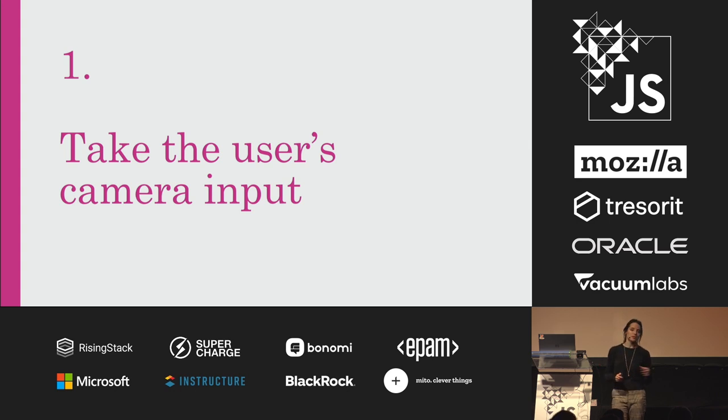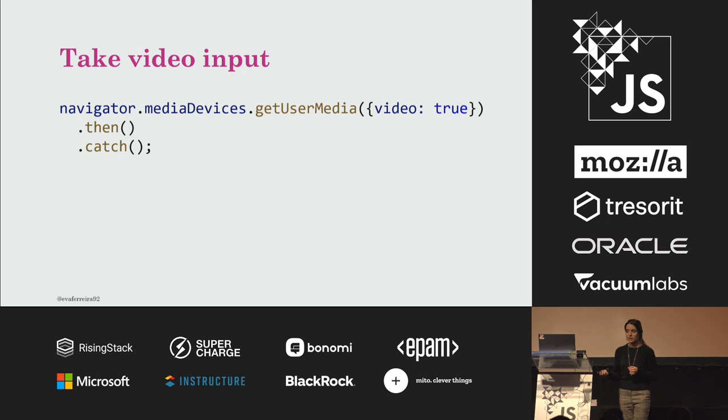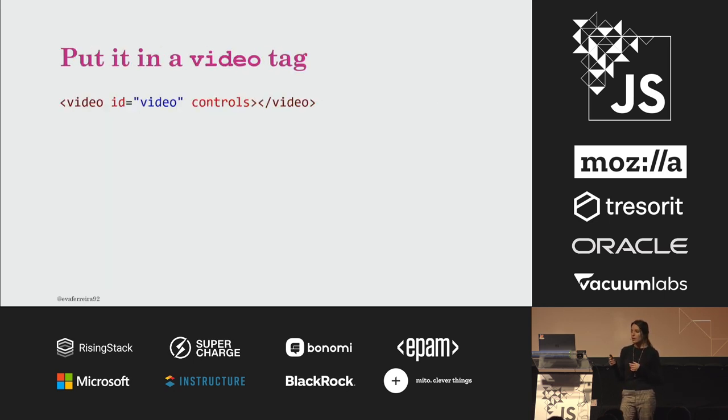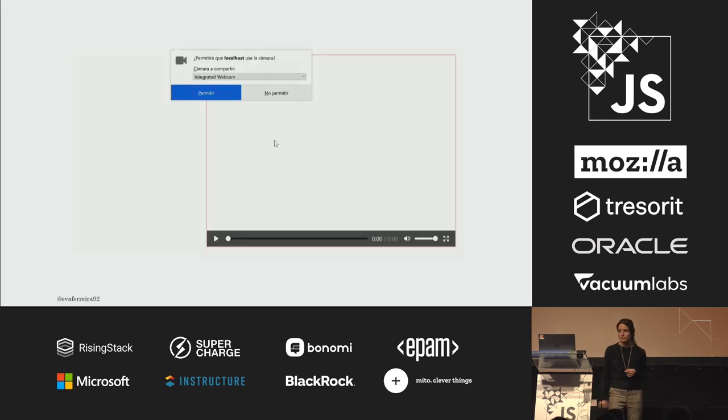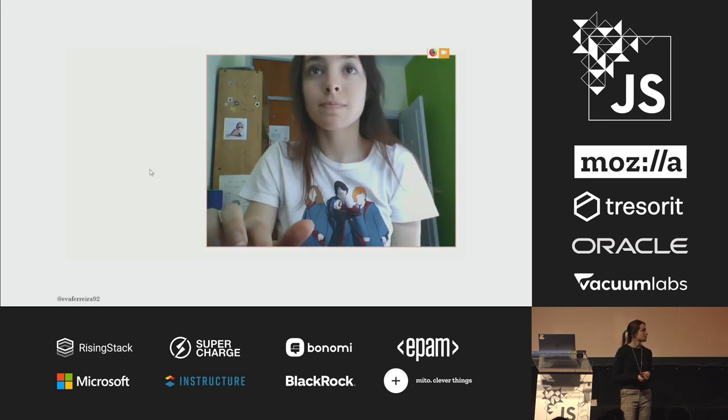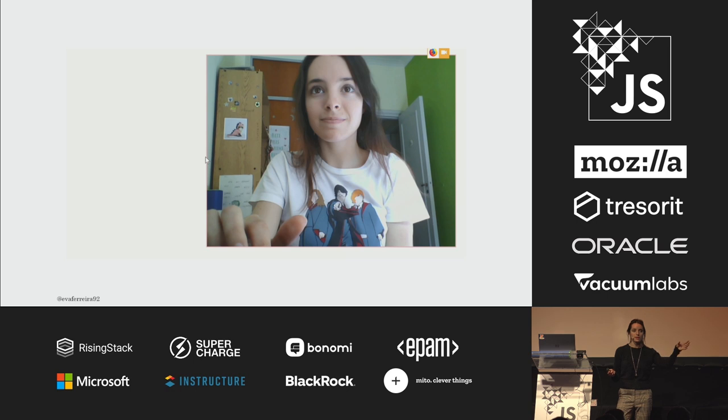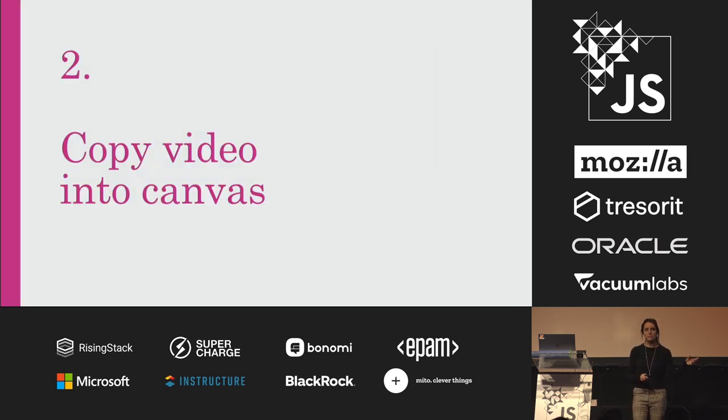So, first step, take the user's camera input. To do this, we actually use Get User Media, which is really simple to use and is available almost in every browser. This will return a promise, and then we can work on it. So, we got our video tag with an ID of video, and we copy all the streaming from the camera into that video. And if it doesn't work, we just throw an error message. And we get something like this. And it works kind of okay. So you got your video tag, you accept that prompt that says, would you allow using your video? And perfect. So let's copy that into a canvas tag.